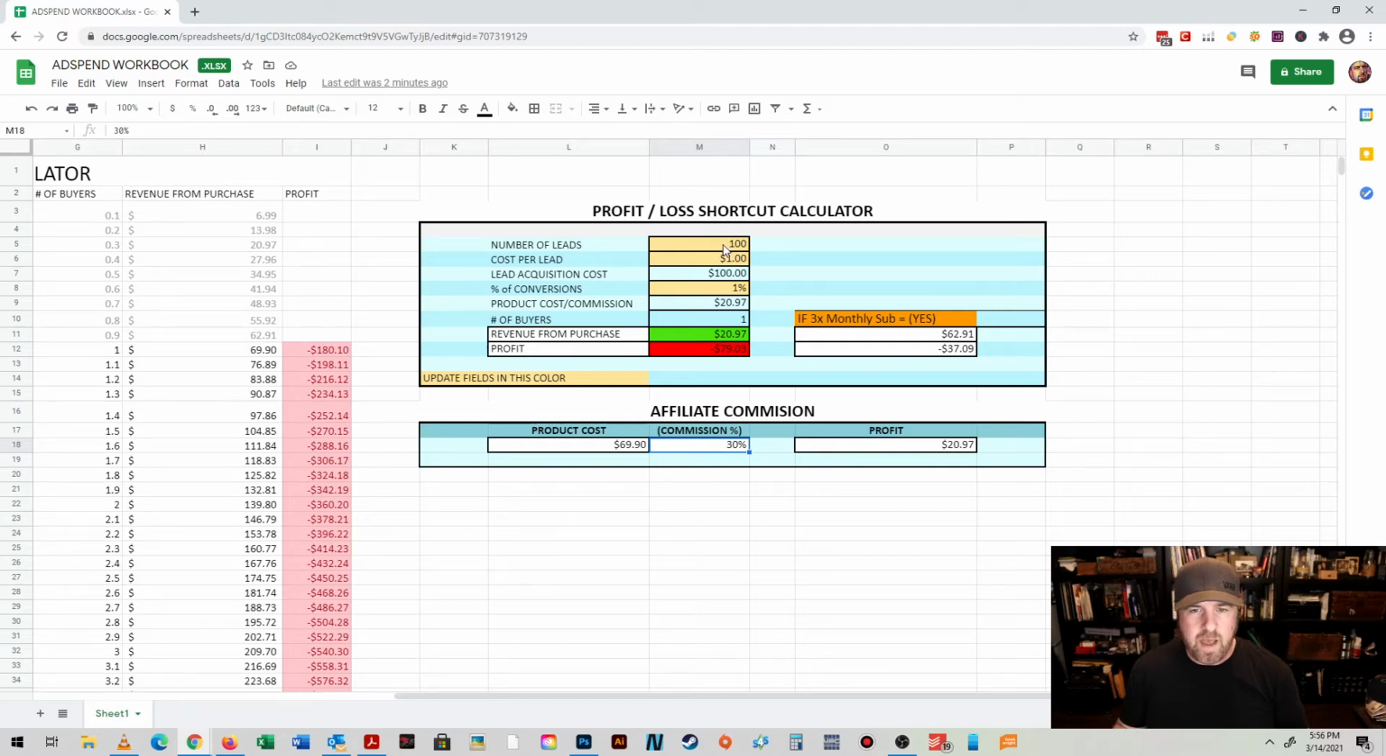Okay, so if you have 100 leads that you spent $1 to acquire, and 1% of those end up buying from you, you're going to end up having one buyer. Because 1% of 100 is one, and that means you just made a $20 commission. But because of your ad spend, you're now in the hole $79.03.